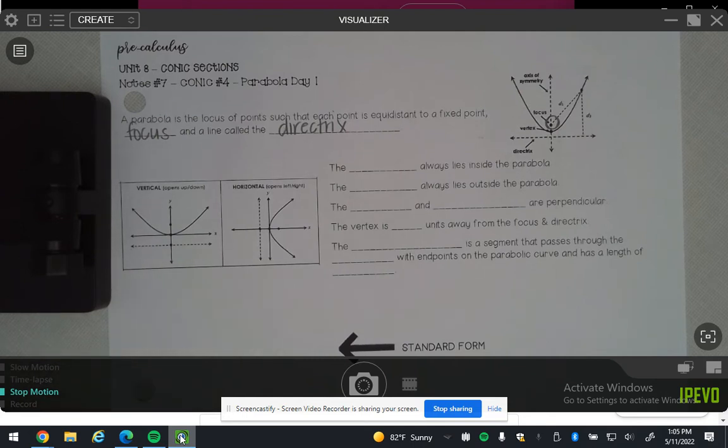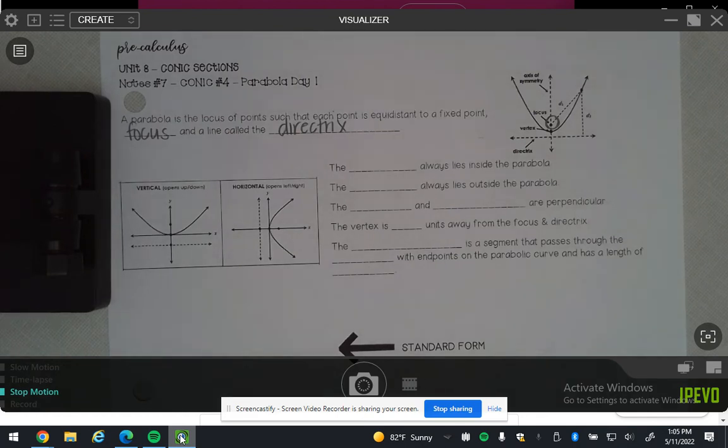A rectum? I don't know what that is. What do you sit on? Your butt. Oh, a rectum? Is that what it's called? Yeah. I thought it's called an anus. It's also known as that, but we don't use that in math.